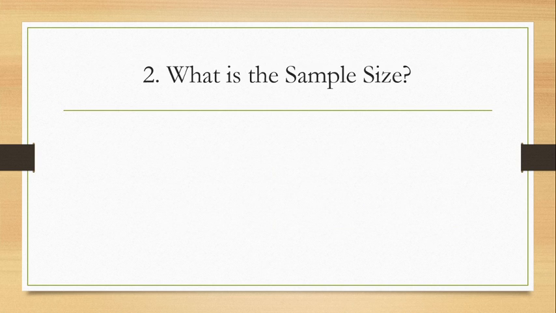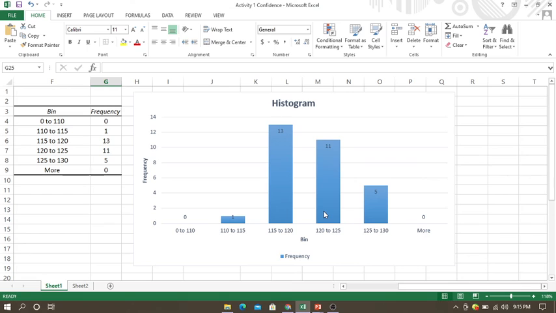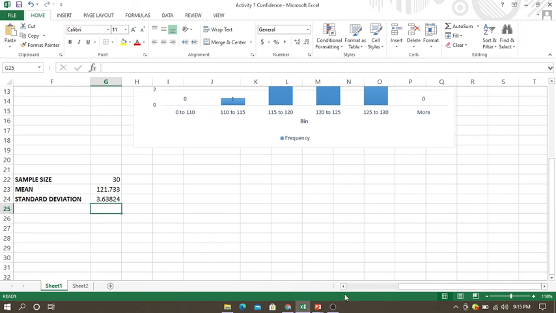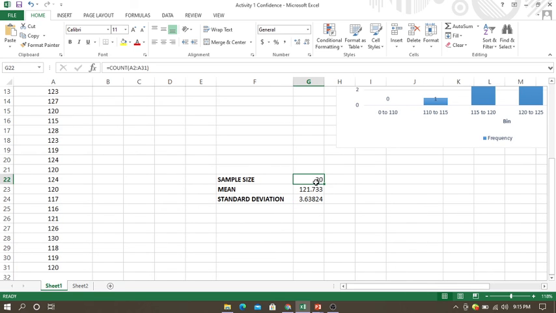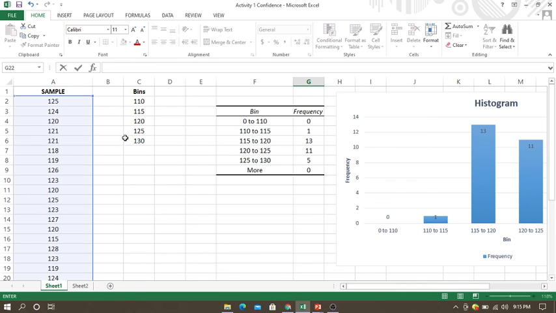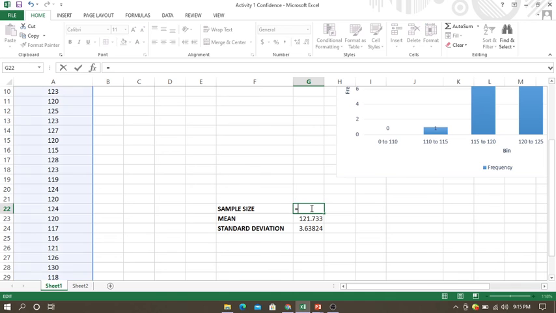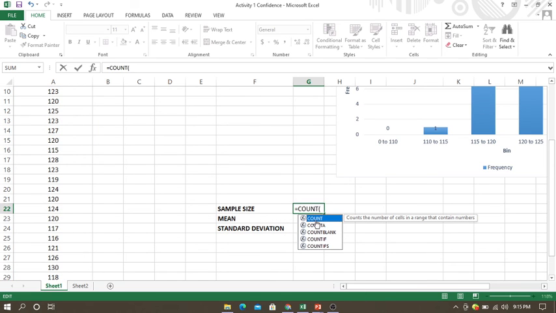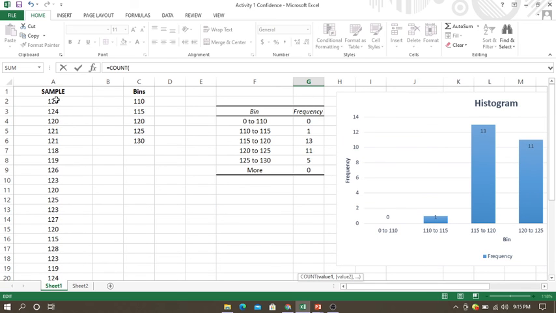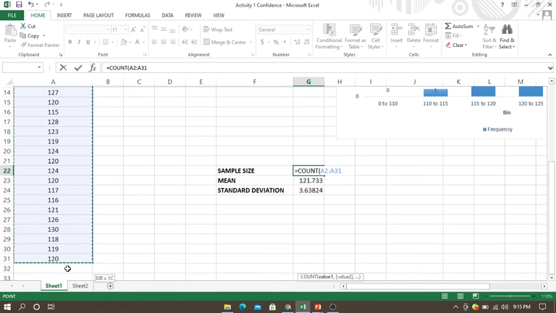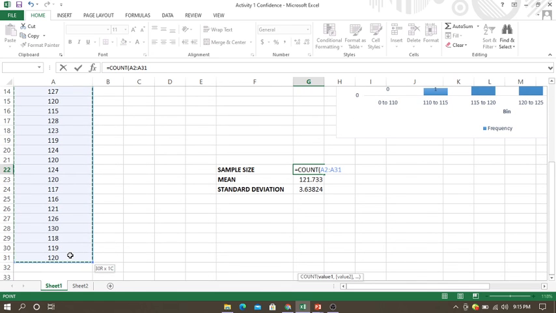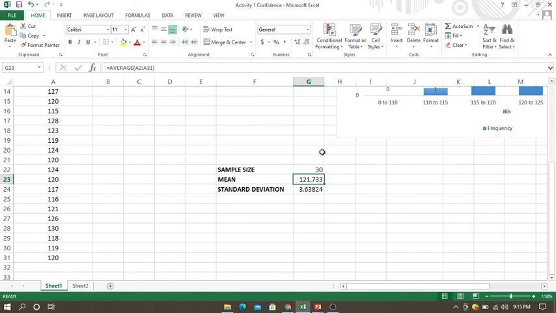Number two, what is the sample size? So let's go back here. We're going to use this formula, COUNT, then click this, then click this cell, drag them to the last cell of the sample, then press enter. So this is the sample size and we will get 30.